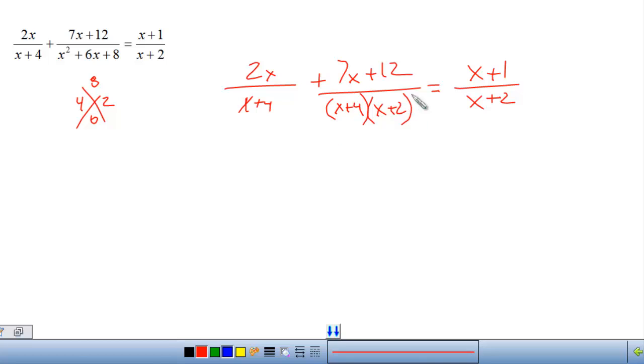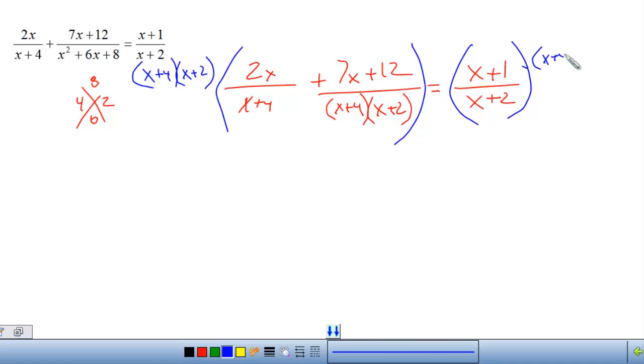So again, here's my least common denominator. They're all going into this. So I'm going to go ahead and multiply both sides by x plus 4 times x plus 2.